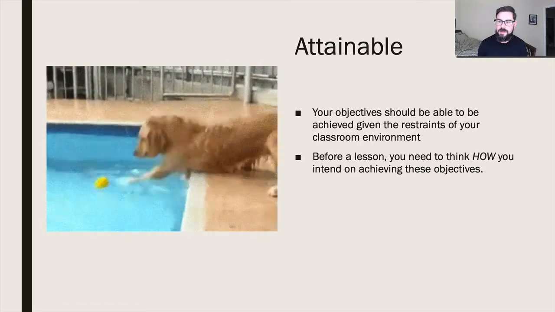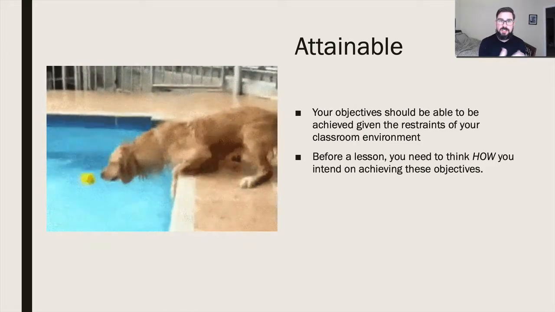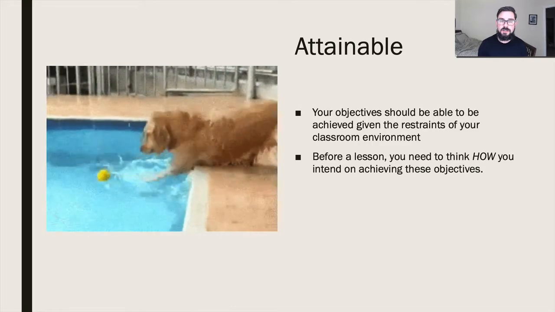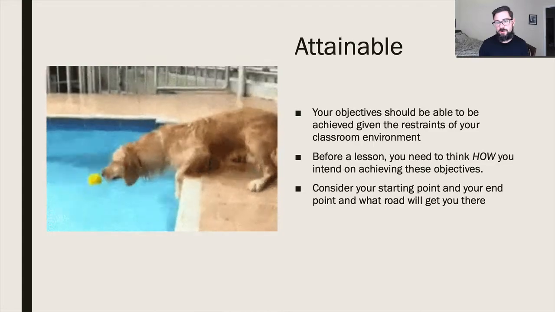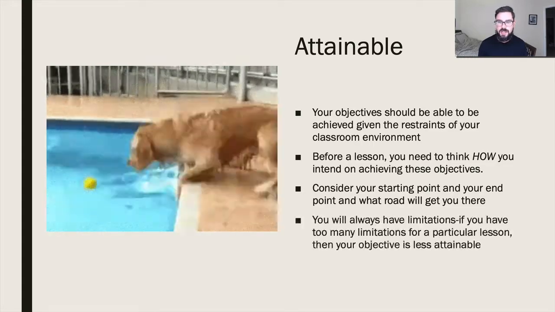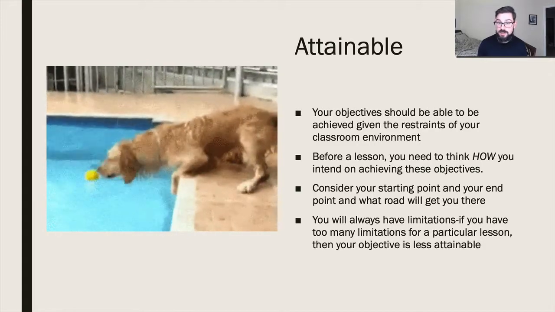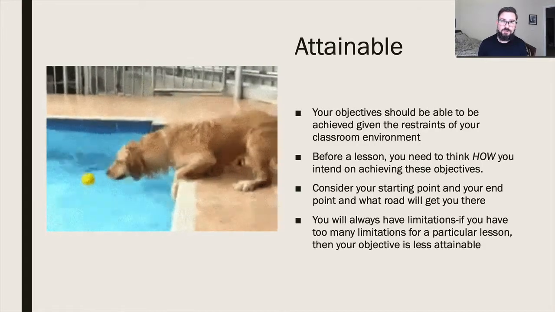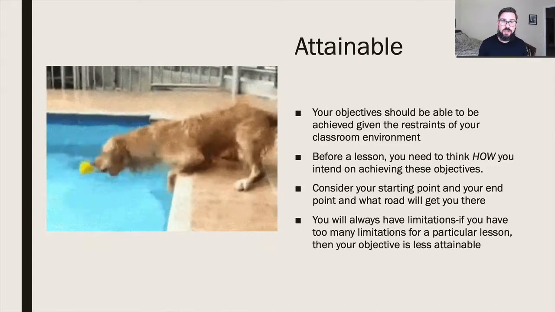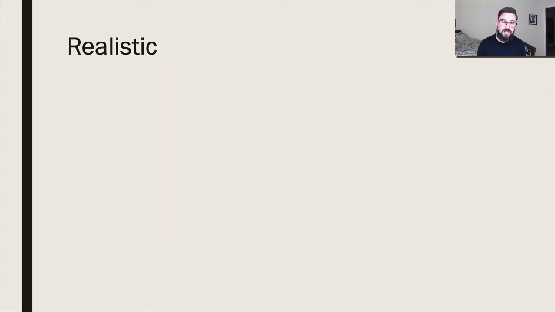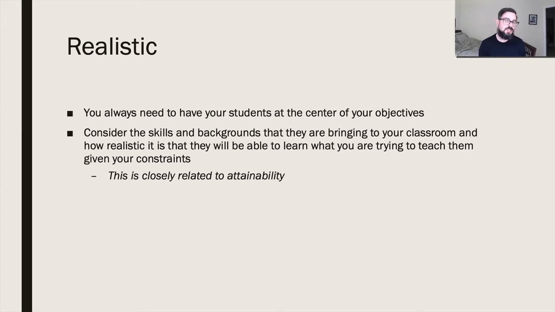Before a lesson, you need to think about how you intend on achieving these objectives. What are you going to do? How is the lesson plan actually going to get students to be able to reach these goals? Consider your starting point and your end point, and what road will get you from point A to point B. And you'll always have limitations. If you have too many limitations for a particular lesson, then your objective is less attainable. So really, this is about knowing your students and what they can reach by the end of a lesson, as well as what they can reach by the end of a unit. The R is realistic. You always need to have your students at the center of your objectives.